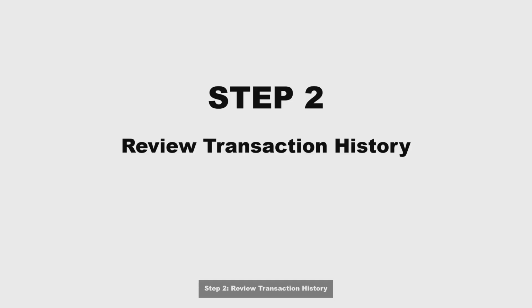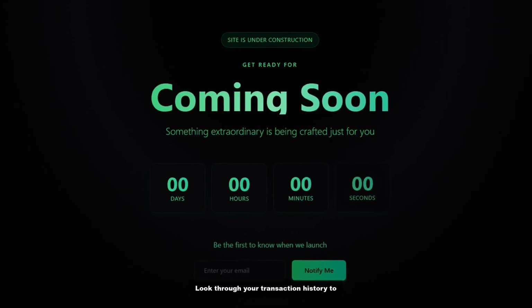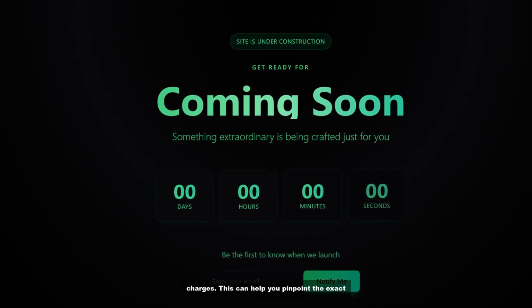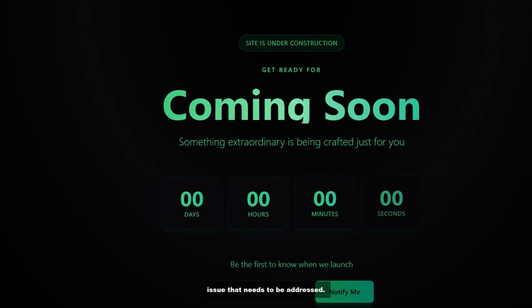Step 2. Review transaction history. Look through your transaction history to identify any discrepancies or unauthorized charges. This could help you pinpoint the exact issue that needs to be addressed.